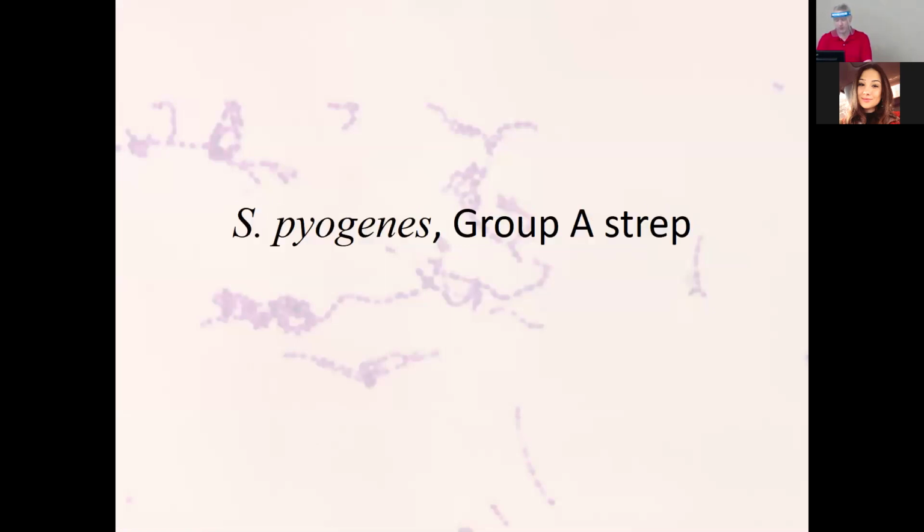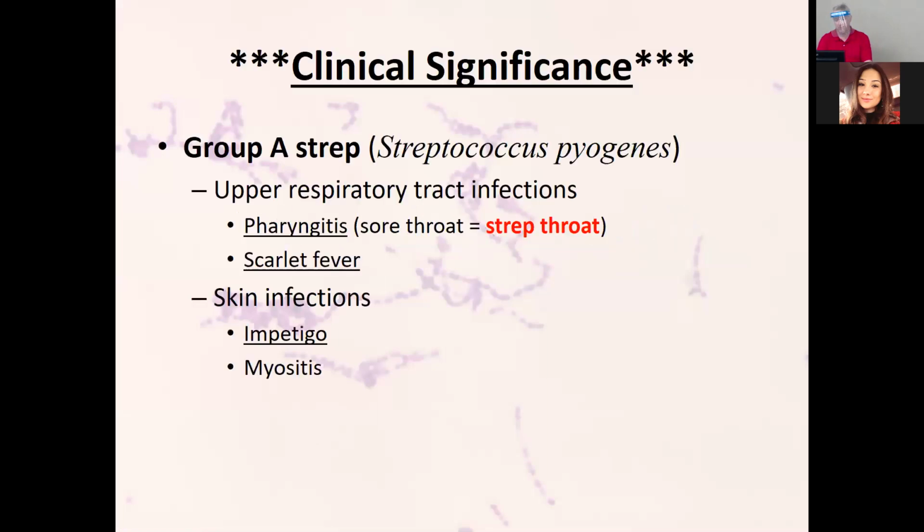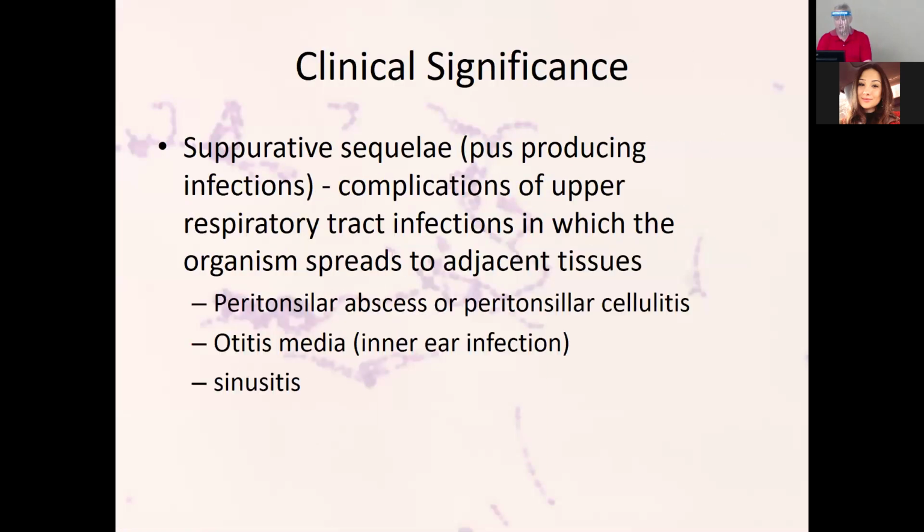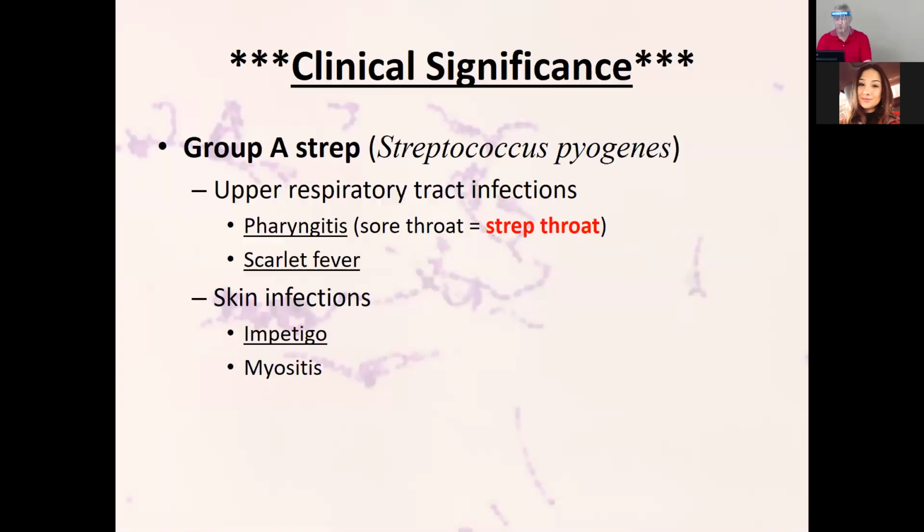Group A strep, strep pyogenes. Upper respiratory tract, pharyngitis, sore throat, strep throat. Also a cause of scarlet fever. It can also, Heather, cause impetigo. And it can also cause inflammation of the muscle known as myositis.